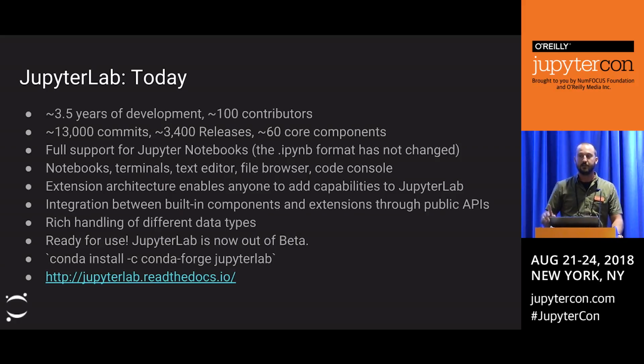3,400 releases. This is a pretty impressive number, but it's kind of due to the fact that everything is a small little NPM package, so it's kind of a byproduct of front-end coding and JavaScript nowadays, but it's still a pretty big number. And we've got over 60 core components. This is not including third-party extensions or extensions that I would say the core Jupyter team develops and maintains, but are not part of the original, the core distribution. You would have to install these extensions separately.